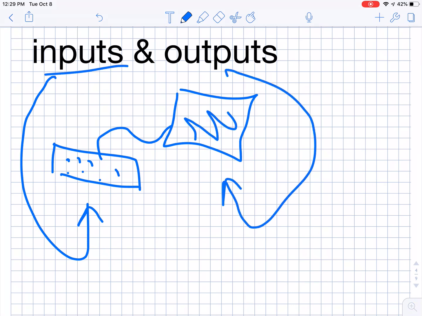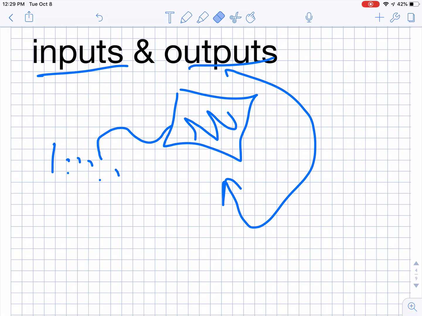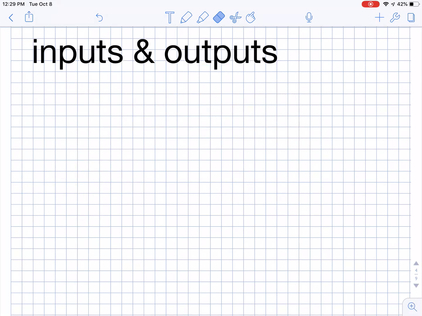So input, I want you to think of action and effort. And then output, I want you to think of the result, okay? Action, effort, and then result. So let's do an example. This comes up a lot in machines, and oftentimes there's some confusion, and let's see if I can help out.